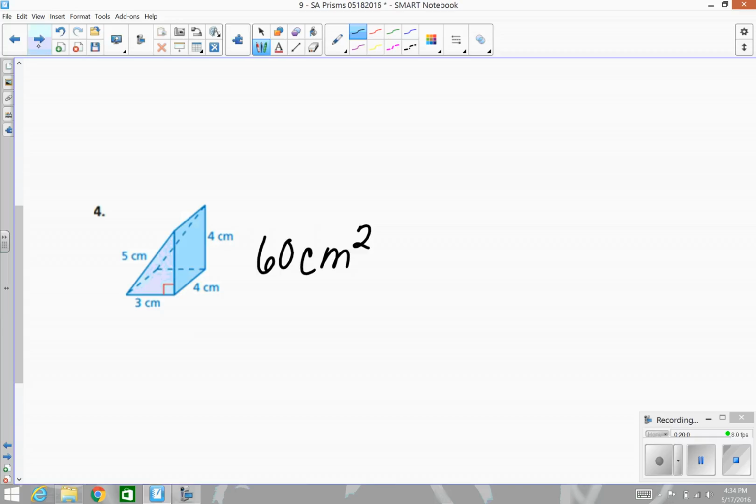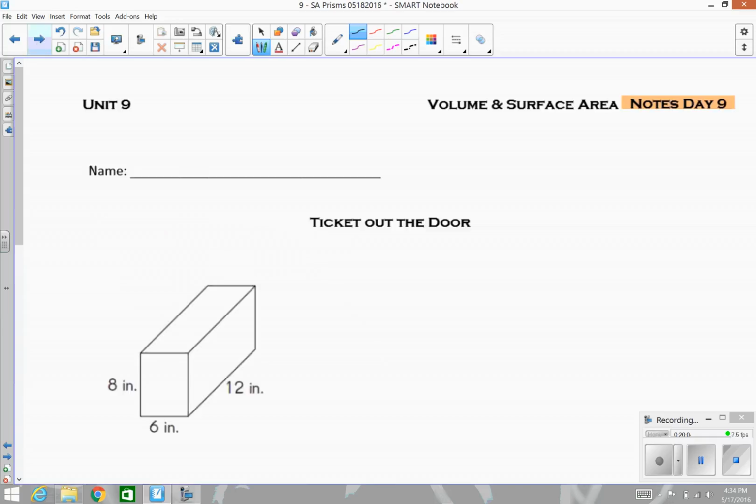And then when you are done with both those examples, I would like you to do the ticket out the door, and you are finding the surface area of this rectangular prism. You can tear it off, turn it in, and then you will receive your homework.